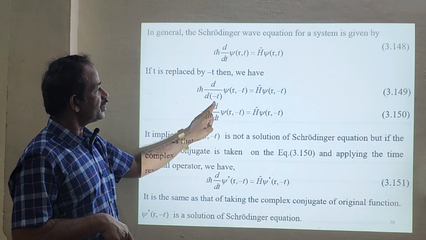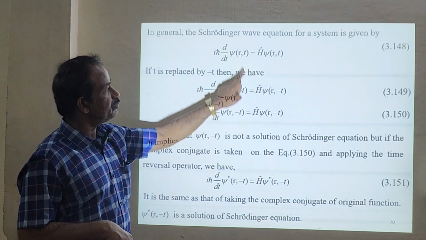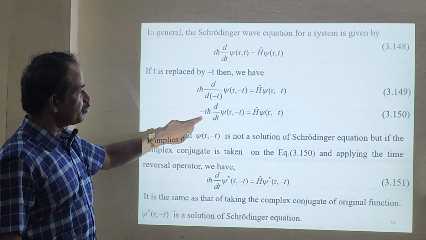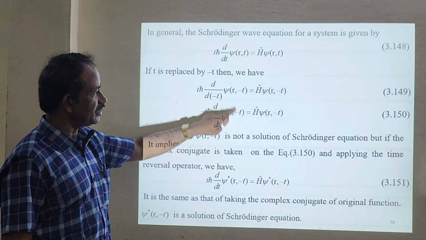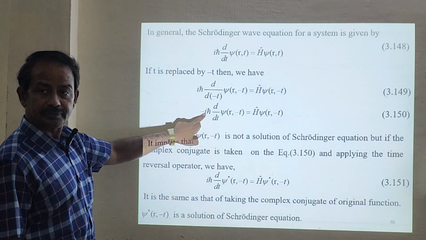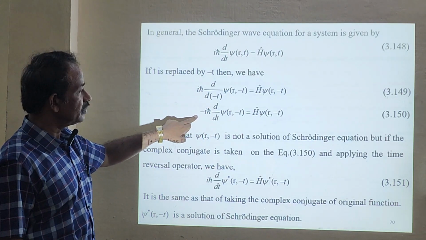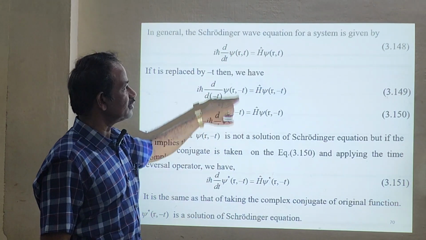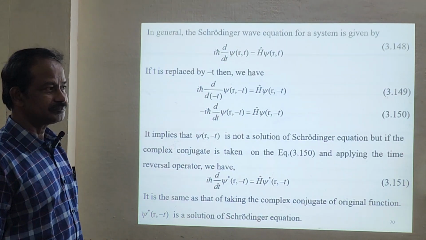You will get t becomes minus t. So we will get, correct? So this will become minus i h cross d by dt psi of r,t equals H psi of r,t. Okay? Is it okay? Minus I have taken here. You just compare these two equations, whether they have the same solution or not.